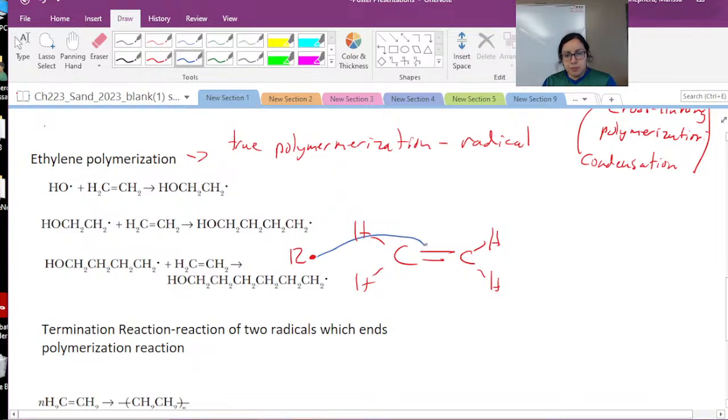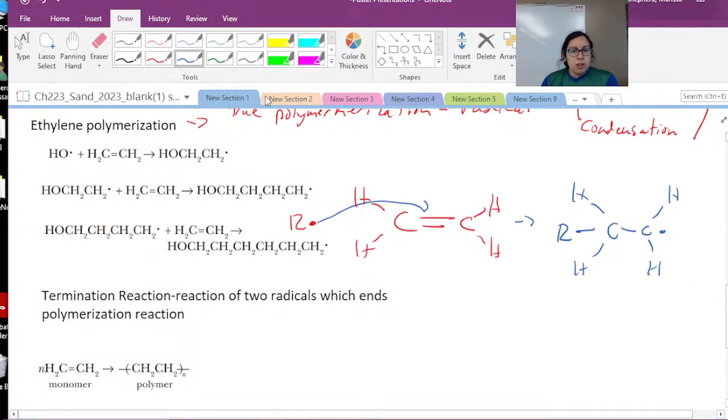So our radical will attack this bond, and we can make a new bond with our radical and CH2, and then this splits, and this carbon now becomes a radical. Then it can continue on and on with our polymerization. Eventually, as it mentions here, termination occurs when two radical ends meet, and then your polymerization is over.